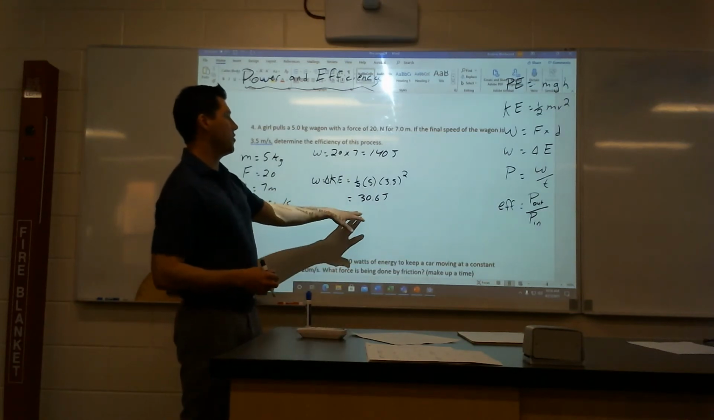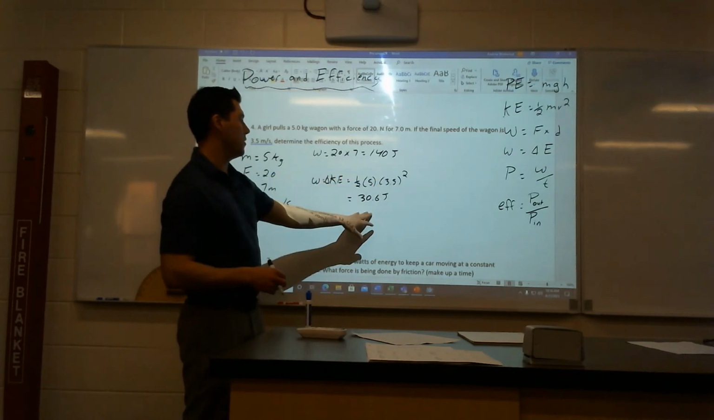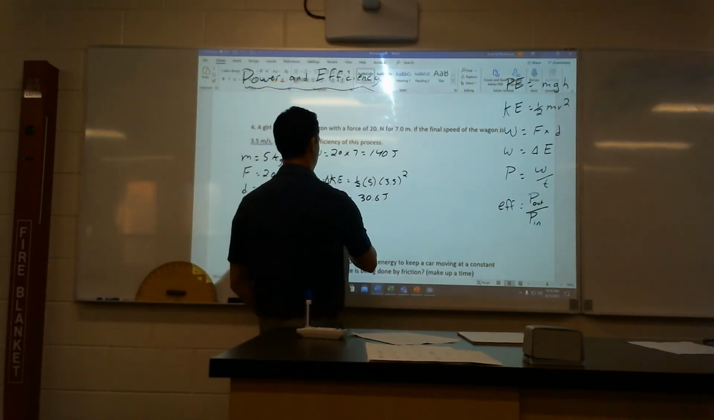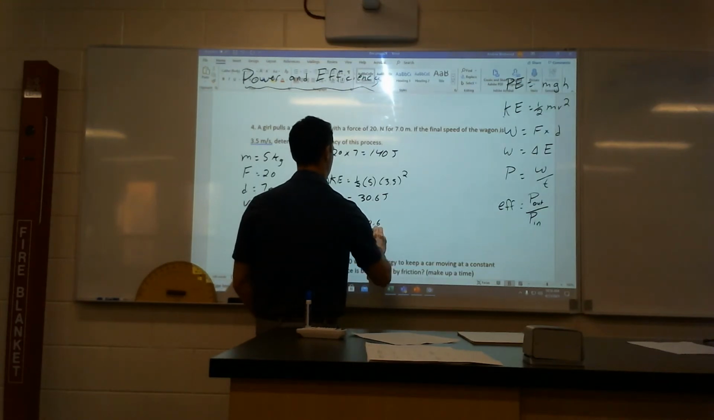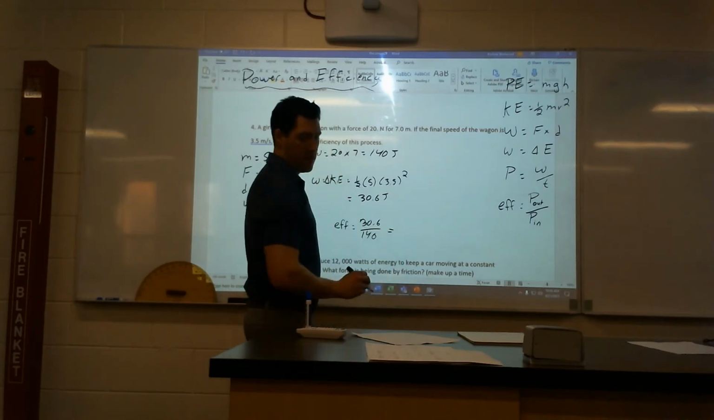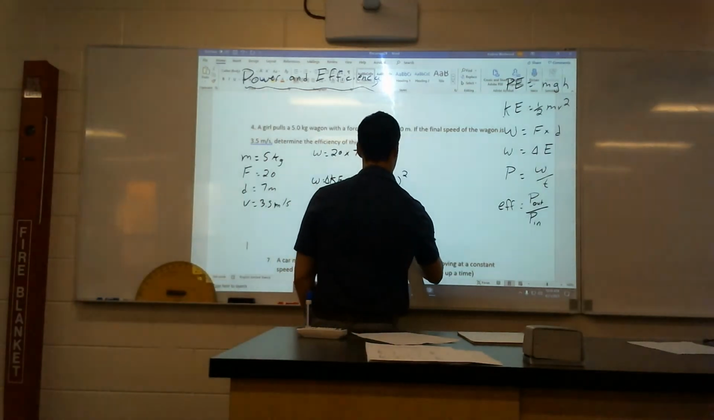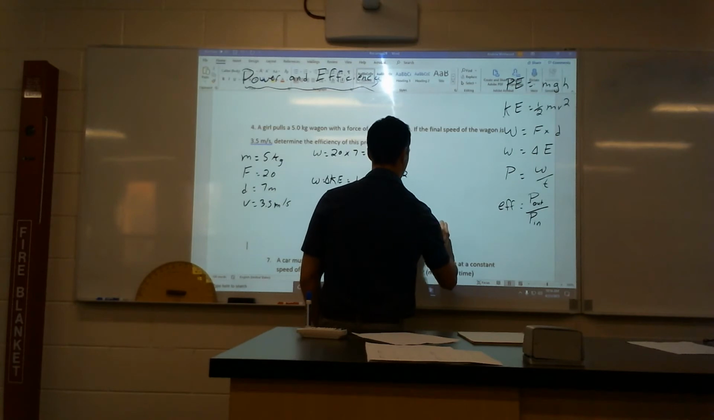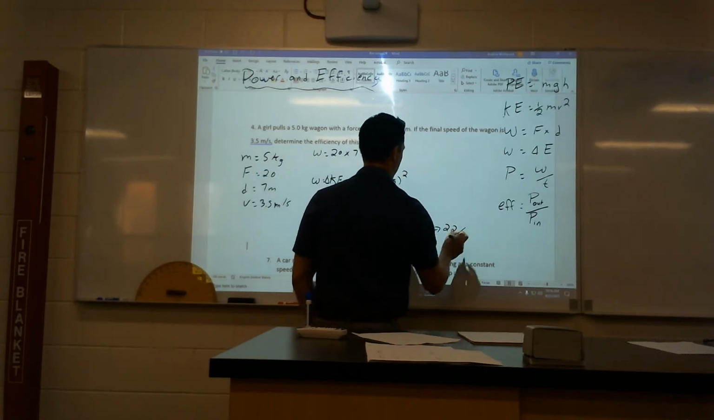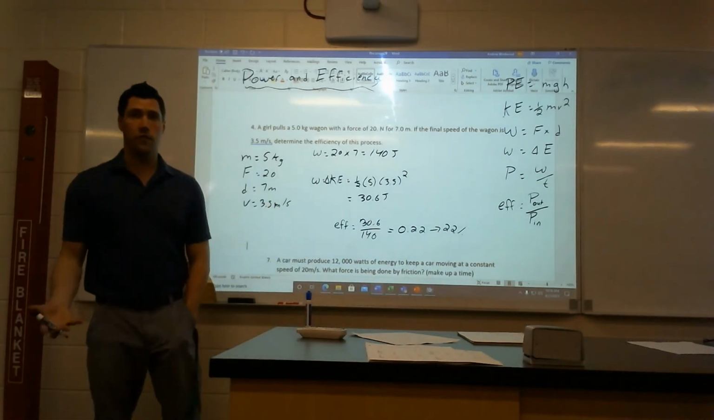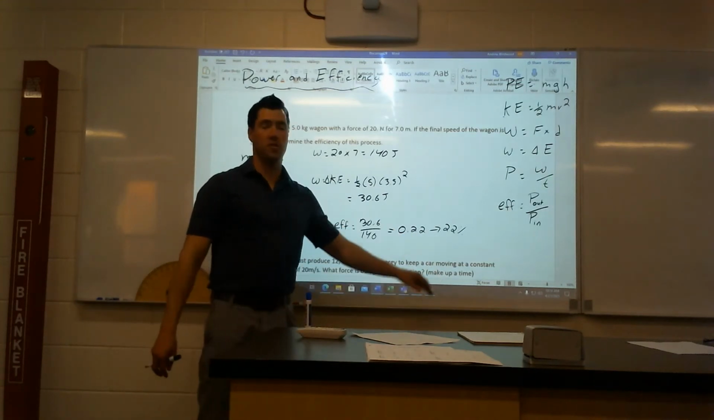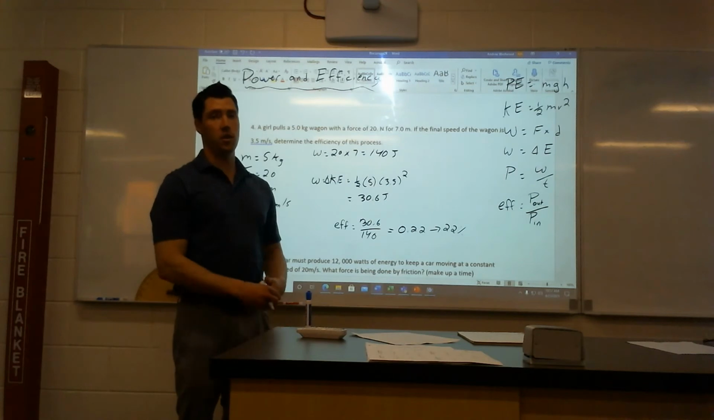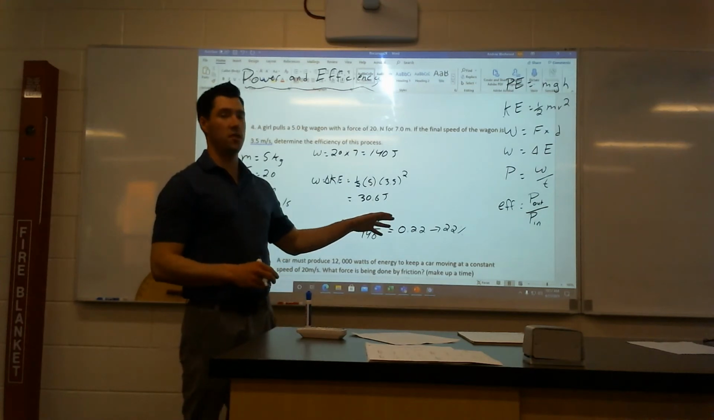But let's find the efficiency. Again, this is our input, here's our output. So we're going to find the actual efficiency here, which is 30.6 over 140, which gives me a decimal of 0.22 or 22%. So this is not a good efficiency. She's putting a lot of work in and only getting 22% out. That's not a very good efficiency, okay? So this machine, not so efficient.